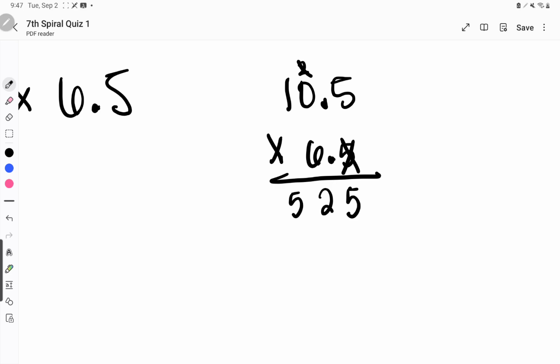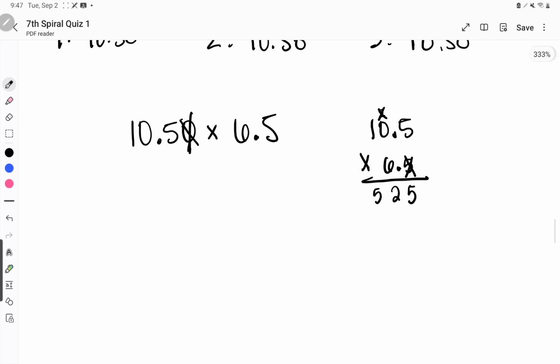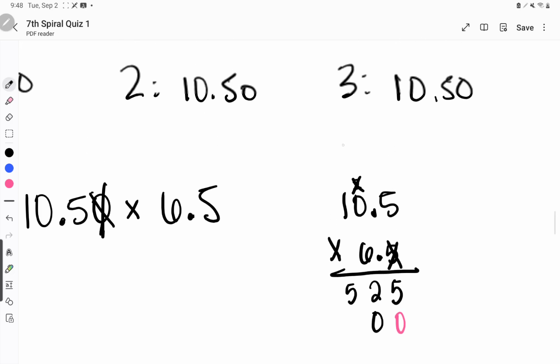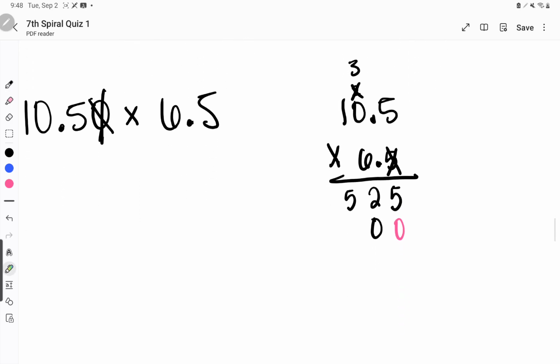I finished with my 5, so I finished with my 2, and the next thing I'm going to do is add a 0 on my second row, and I have 5 times 6. 5 times 6 is 30, so I'm going to write down a 0 and carry my 3. Then I have 6 times 0, which is 0, and then I'm going to add this 3 up here at the top, and that gives me 3.